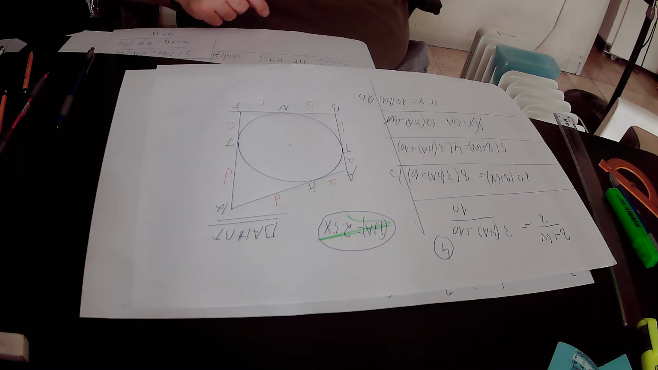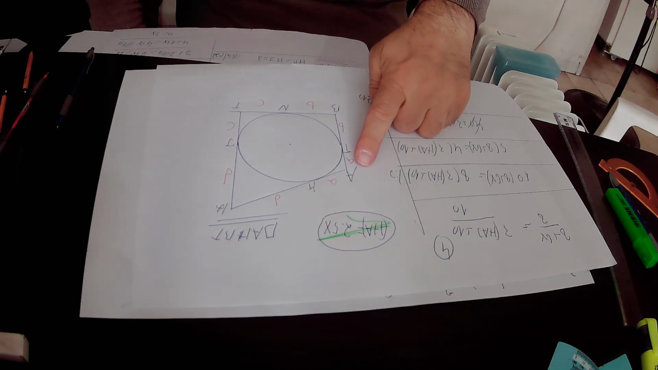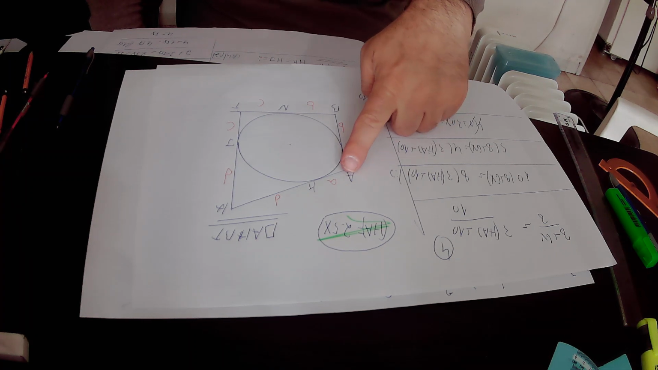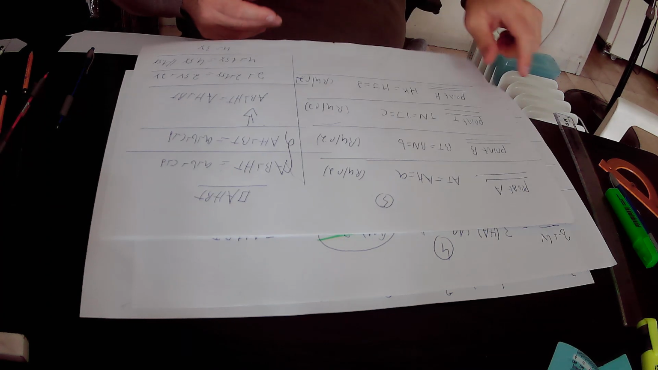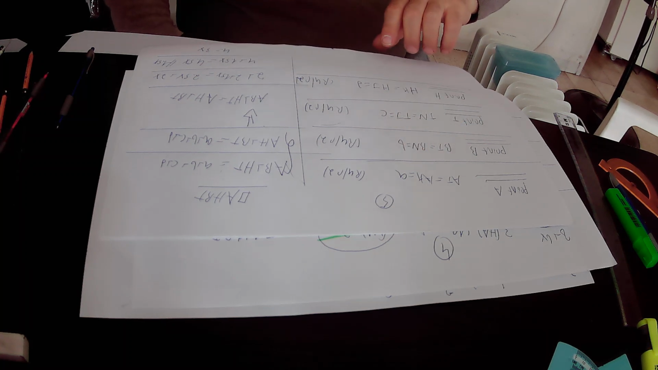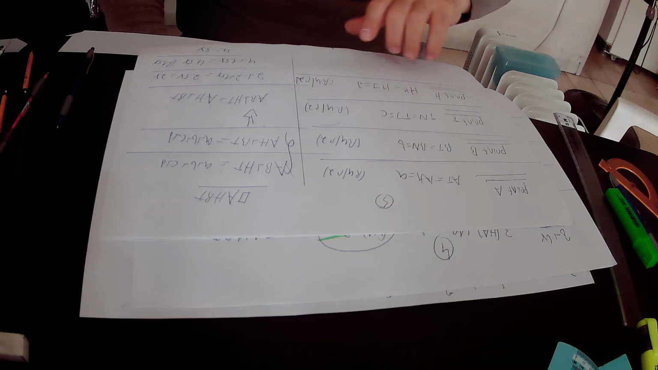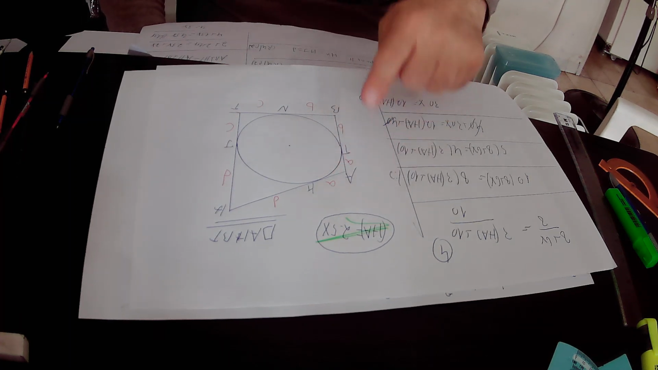Here I implemented rule number 2. From the common standpoint point A, we have two tangents to this circle, tangent AT and tangent AK. According to rule number 2, they are equal to each other, that is to say, AT equals AK. So if we define AT as A, then AK must also equal A.